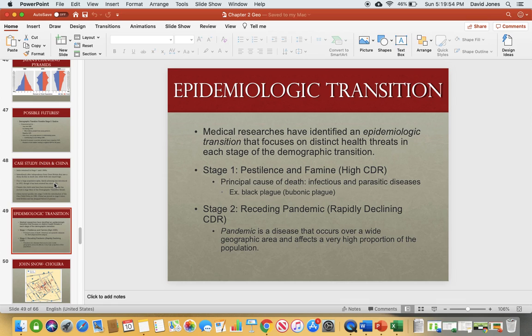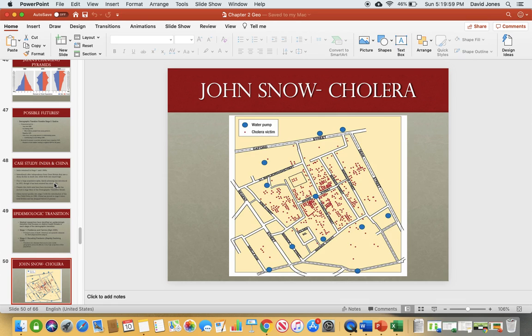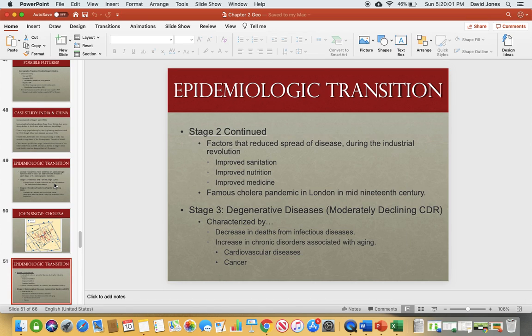Now, stage 2 countries, we see the increase of pandemics. And the big one that they talked about in the book was cholera. So we talked about the water pumps with cholera. You saw other pandemics that were existing. Ebola would be one of them, kind of more modern example in northern Africa that we saw there.